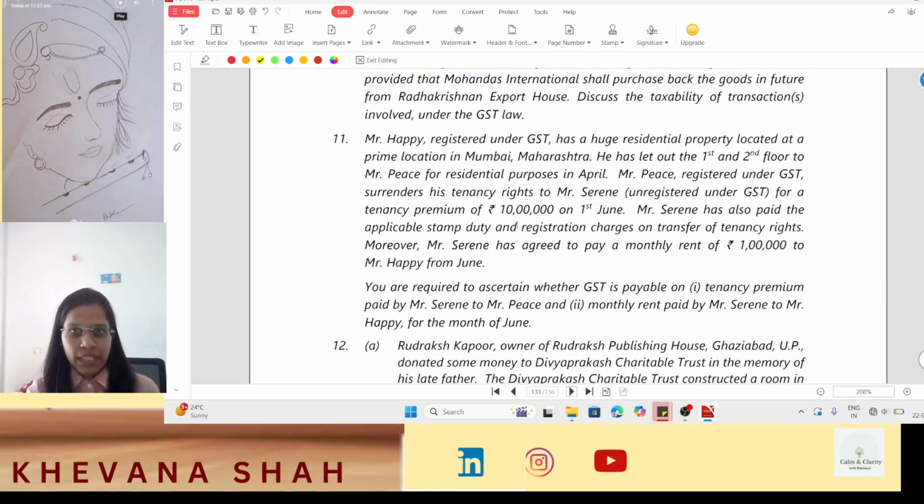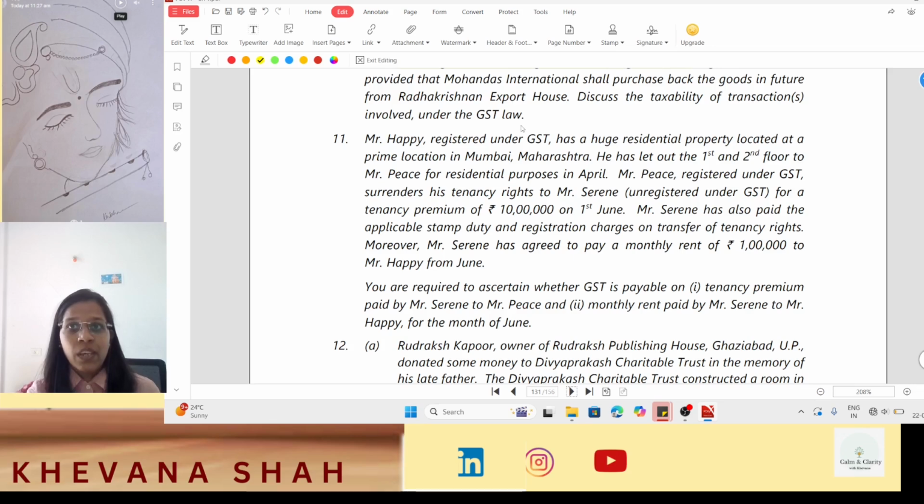Now question number 11. Mr. Happy, registered under GST, has a huge residential property located at a prime location in Mumbai, Maharashtra. He has let out the first and second floor to Mr. Peace for residential purposes. Mr. Peace, registered under GST, surrenders his tenancy rights to Mr. Serene for a tenancy premium.